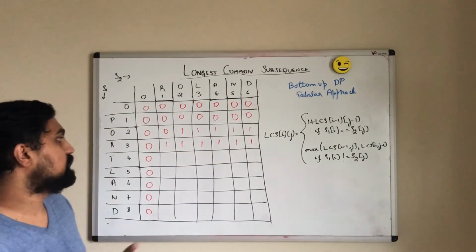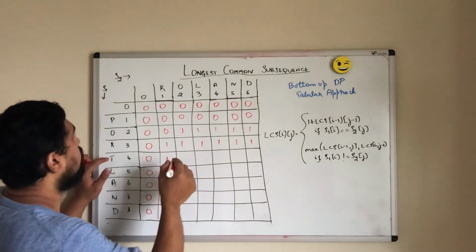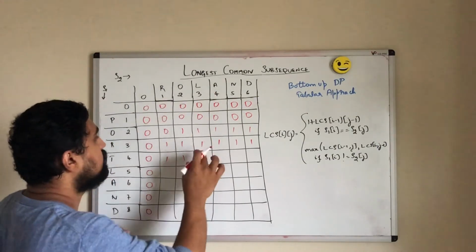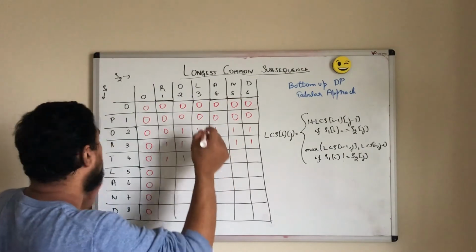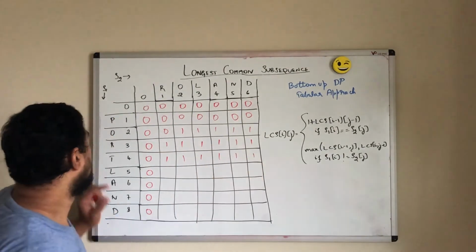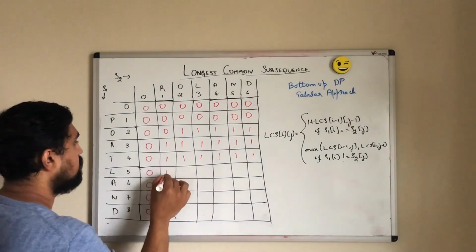T and R, so these two do not match, the maximum of these two is 1, so we pick 1. T and O, they do not match, the maximum of these two is 1. T and L, these two do not match, it's 1. T and A, these two do not match, it's 1. T and N, they do not match. T and D, they do not match. L and R, these two do not match, so the maximum of these two is 1.